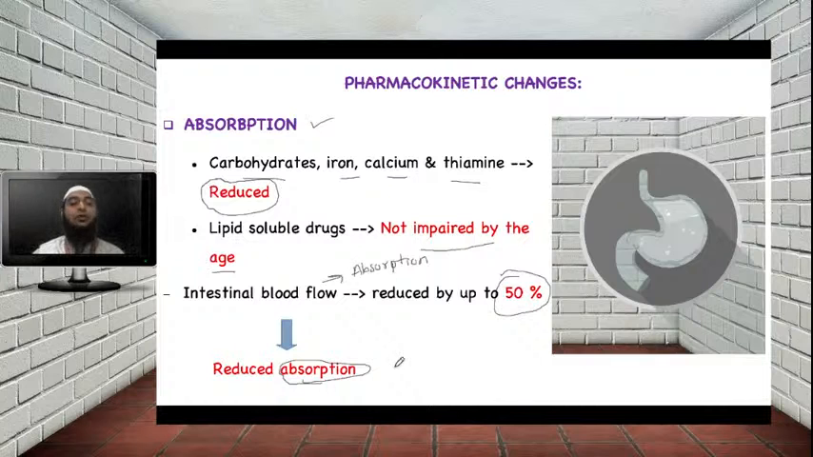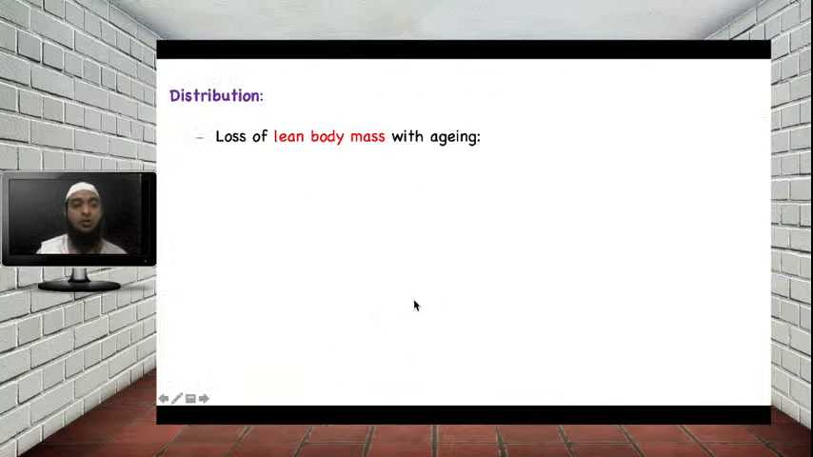So you need dose adjustment in case of those drugs which are polar in nature, and if the blood flow to the intestine is reduced, then in case of all those drugs which are given through the oral route, you need to increase their dose so that the appropriate level can be attained in the blood circulation to improve therapeutic outcome. So this is the first parameter, about absorption.